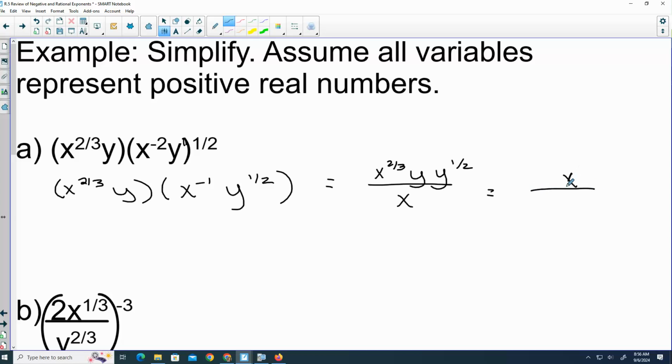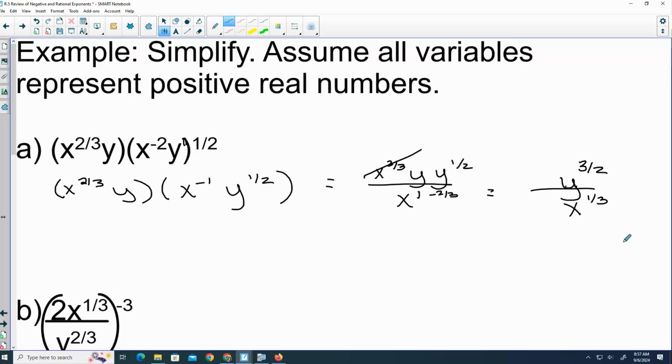What would I do with my x's? The x's are divided, so we subtract their exponents. Will it end on the top or the bottom? What's bigger, 2/3 or 1? 1, so it'll end on the bottom. If you brought it up to the top instead, you'd have 2/3 minus 1, which is -1/3, and a negative tells you move it to the bottom. So you'll get it either way. Or you could realize the 1's bigger. So if I subtract down here, 1 minus 2/3 is 1/3.